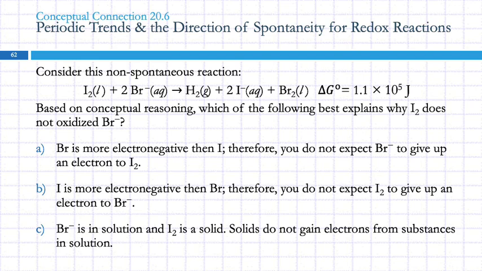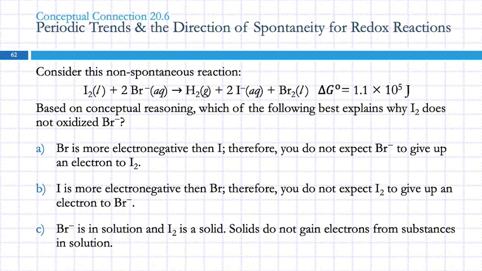Periodic trends, direction of spontaneity. So here we're given a reaction and we're told it's non-spontaneous. Does the sign of delta G agree with that assessment? For a spontaneous reaction, delta G is negative. This one's positive. So yeah, this is a non-spontaneous reaction. This is not going to proceed in the forward direction.